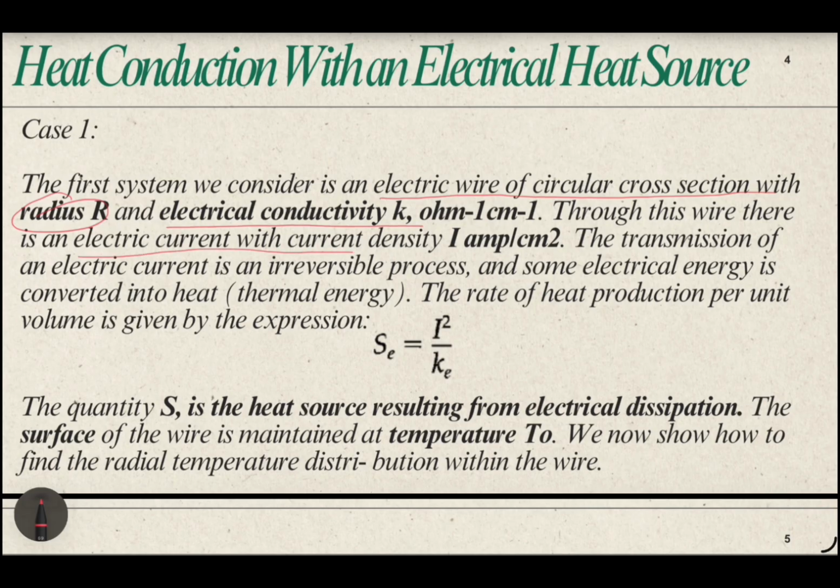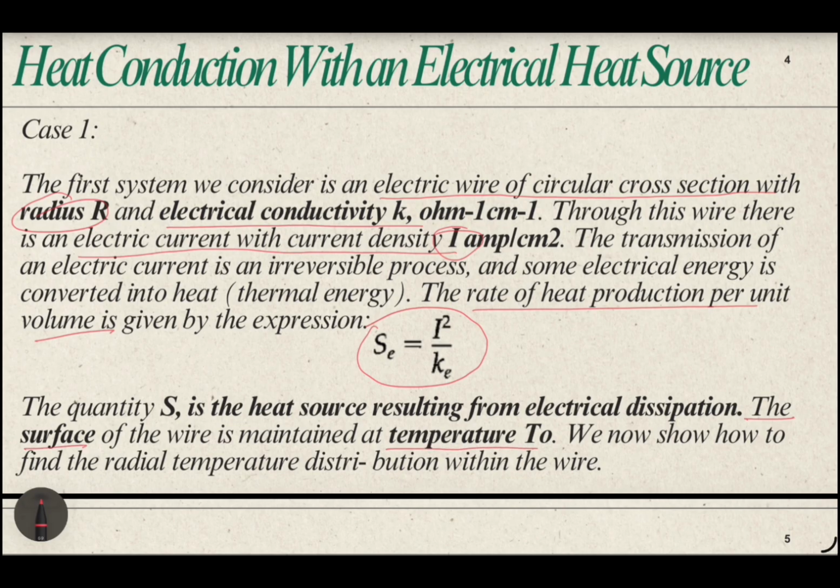So the electric current density is given, that is I. Due to this electrical transmission, some heat is generated. The rate of heat production per unit volume is given by this expression. This is the quantity, as they are saying, the heat source resulting from electrical dissipation. So here the surface temperature is directly given, which makes this problem very easy.